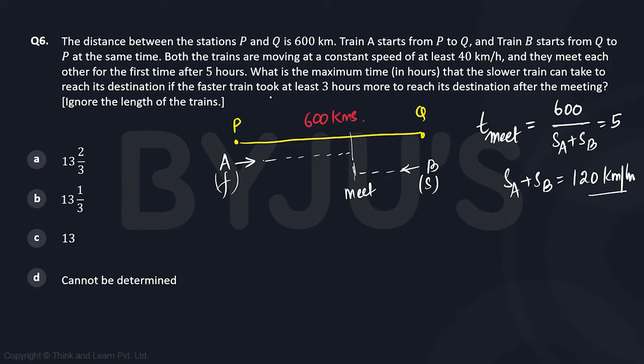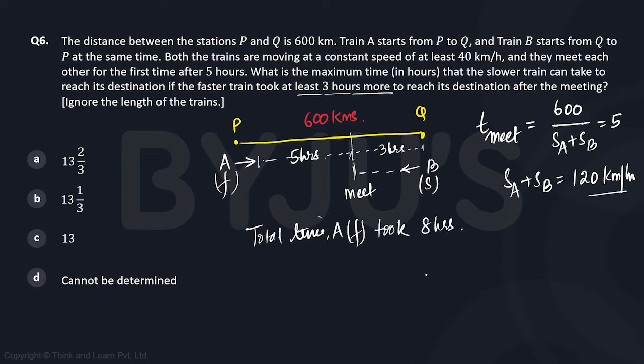Now, after meeting, the faster train, as in A, takes 3 hours more to reach its destination, right? So what is the speed of the slower train? Can we say that A took 5 hours initially to cover P to the meeting point and another 3 hours? As in the total time, A, which we have assumed as the faster train, took 8 hours to cover 600 kilometers. If A takes 8 hours to cover 600 kilometers, what is the speed of A?